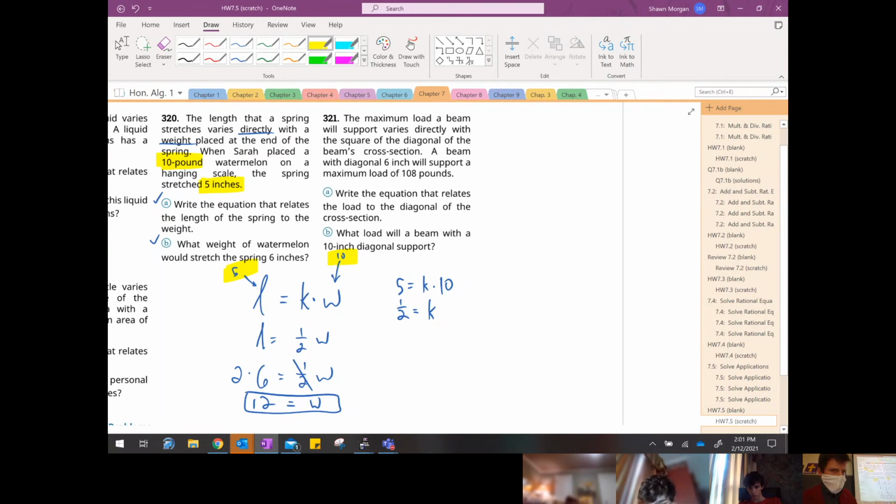Pardon? Part A just wanted me to write the equation. So A would be asking this, and then B would be asking that. Oh man, like Dominic said, you're going to hope and pray for variation problems, because those are pretty straightforward, pretty easy.